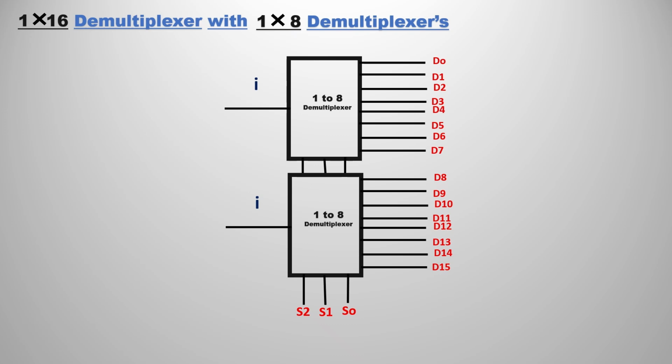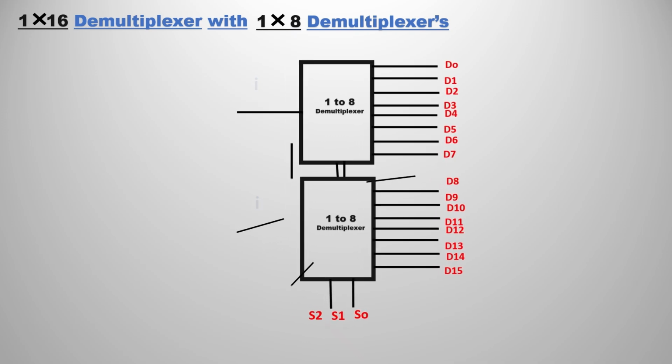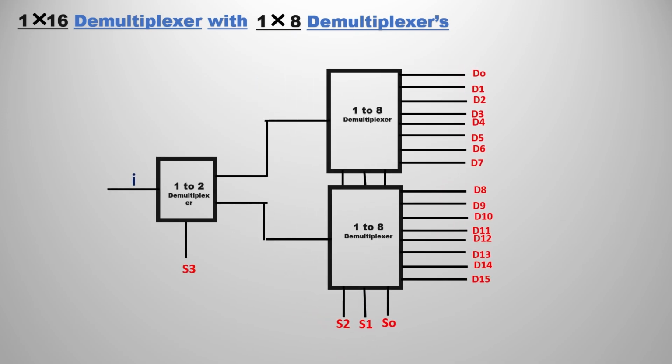We have the select lines S0 to S2. We have to cascade two 1x8 demultiplexers in this format. The outputs vary from D0 to D7 in the first 1x8 demultiplexer. In the second demultiplexer, you can see we are going from D8 to D15. We only have 3 select lines. The remaining 1 select line will be formulated in the remaining part. As we have the remaining 2 inputs, we can join both of them and add a 1x2 demultiplexer there.